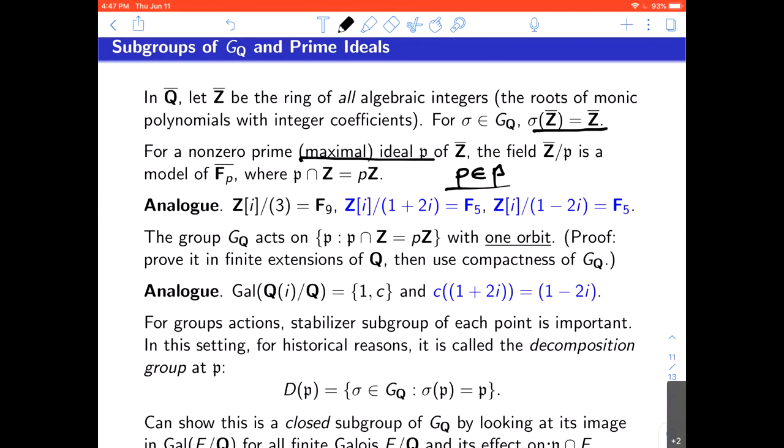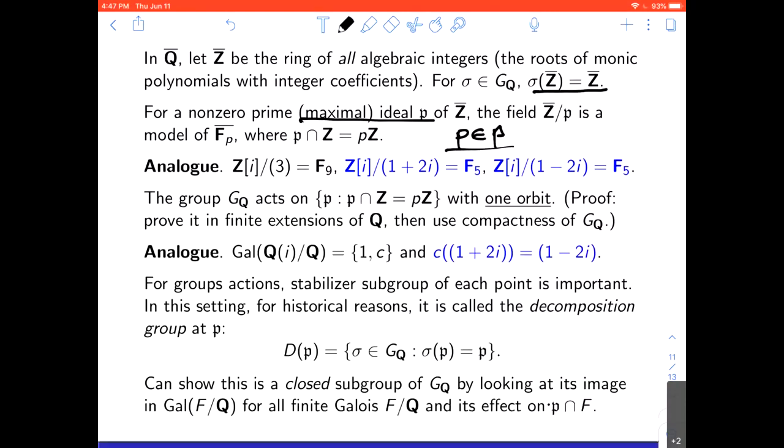And when you mod out by the ideal, you get an infinite field of characteristic p that looks like F_p bar. So the Galois group of Q bar over Q acts on all the different prime ideals whose residue field has the same characteristic p. And if you look at the stabilizer of one particular prime ideal, that's called the decomposition group D of P, just like in the theory of group actions. You look at the things that fix that P. So this is a subgroup of G_Q, and it turns out it's a closed subgroup.